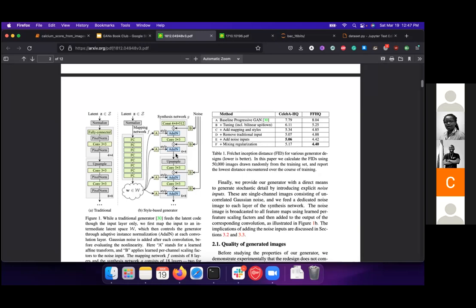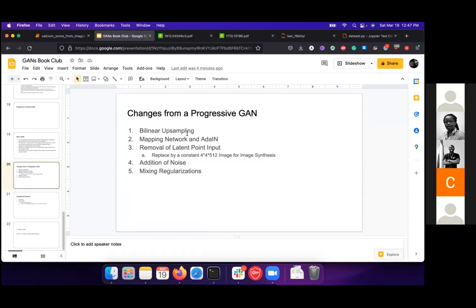This is mentioned in the StyleGAN paper, how this upsampling works. It's a bit signal processing heavy, so I'm not covering it here, but I'm interested in it and I learned it. If anyone wants, I can teach them how that happens. So the upsampling has been replaced by bilinear upsampling.